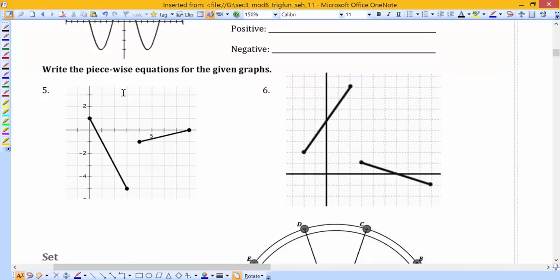I have not taught you how to write equations for piecewise functions, so you don't need to do that. If you want just to practice, you are welcome to write the equations of each of these. Pretend that they are a line that is actually continuing on forever. So you can do that. You can say, oh, here's this line, and you can write the equation. Here's this line, write the equation.